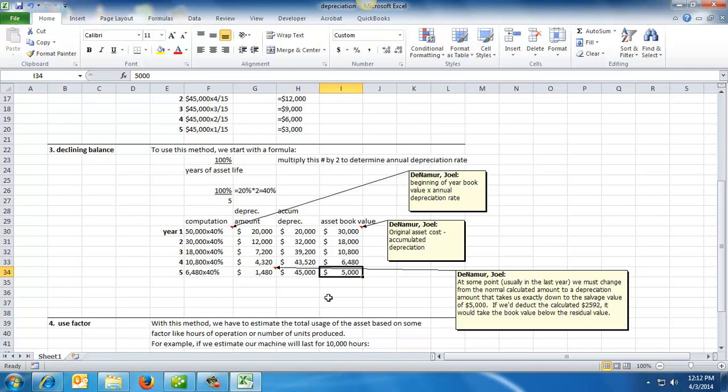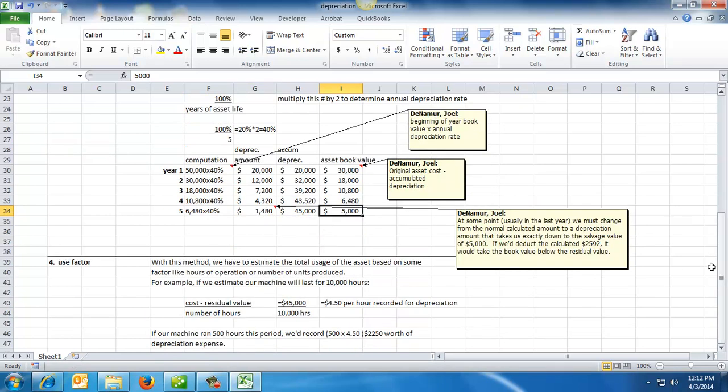In the last method, we take our original cost minus our residual value, so again $50,000 minus $5,000, or $45,000, divided by, in this case, the number of hours of usage we're going to get out of this machine. And we have to estimate that. So if we estimate we're going to use this machine for 10,000 hours, we take the $45,000 divided by 10,000 hours to come up with $4.50 per hour.